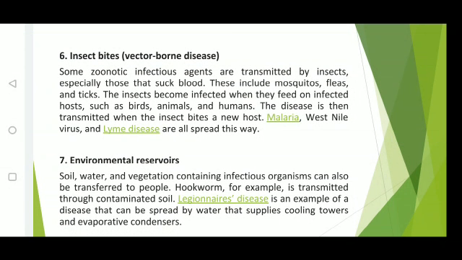For example, hookworm. Then Legionnaires' disease is one example from contaminated water, which is present in cooling towers and evaporative condensers.